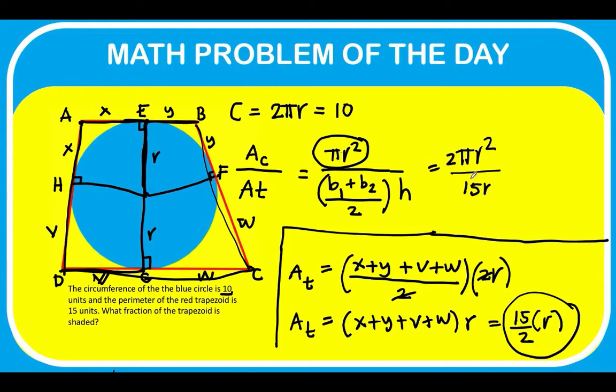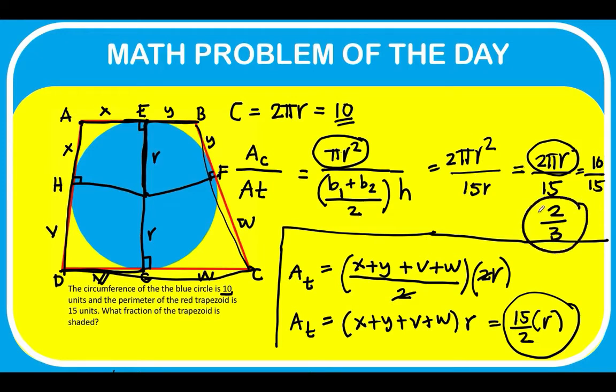You have here a common factor of r for the numerator and the denominator, so this becomes 2 pi r over 15. But what is the value of 2 pi r? We know that 2 pi r is equal to 10. So this becomes 10 over 15, and 10 over 15 is 2 over 3. So our final answer is 2 over 3. The ratio of the area of the blue circle to the area of the trapezoid is equal to 2 over 3.